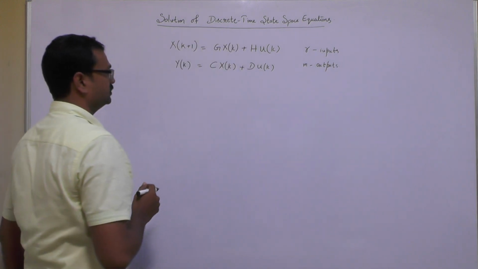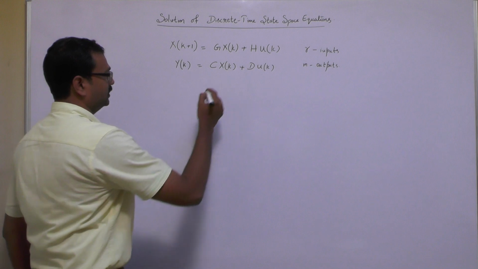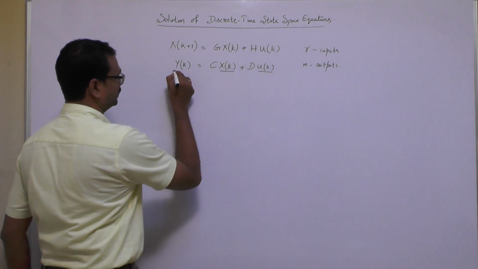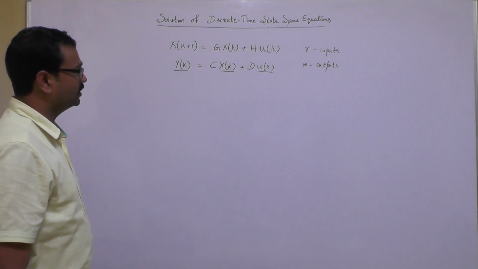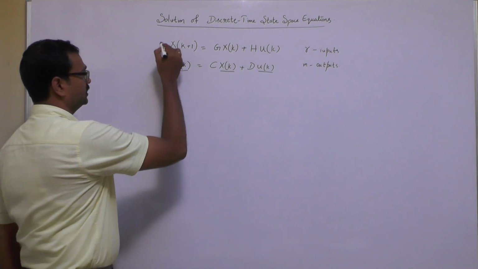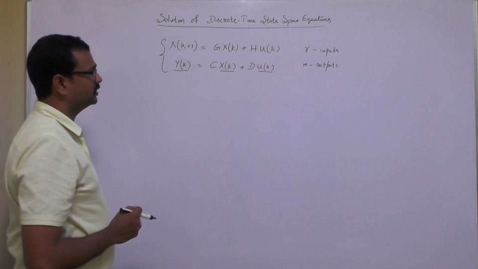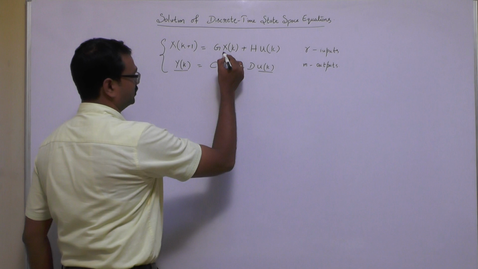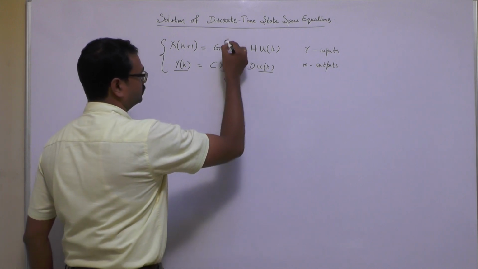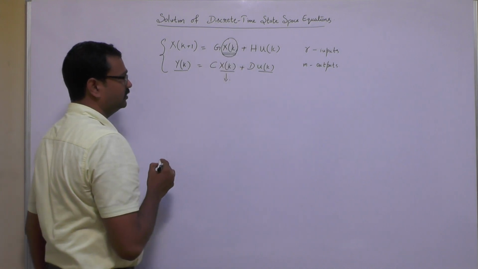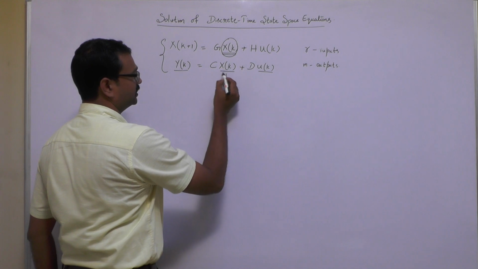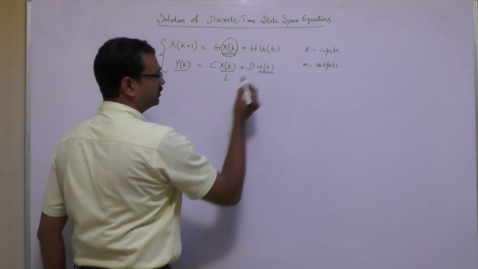Here x of k is the state vector, u of k is the input vector, and y of k is the output vector. Now to find the solution of these state equations, it is important for us to find x of k, that is the state vector. If you can find x of k, then y of k you can easily get by substituting x of k here, and u of k is already known to us.